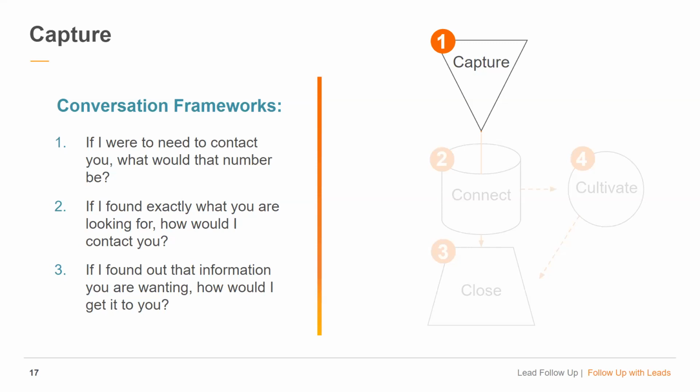That's a way to get their telephone number. If I found exactly what you were looking for, how would I contact you? Another way for you to get their telephone number, or if they prefer you to email. If I found the information you are wanting, how would I get it to you? So these are 3 ways to capture their information. These are 3 things that you should be saying.